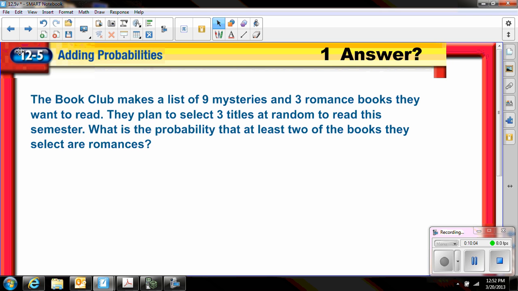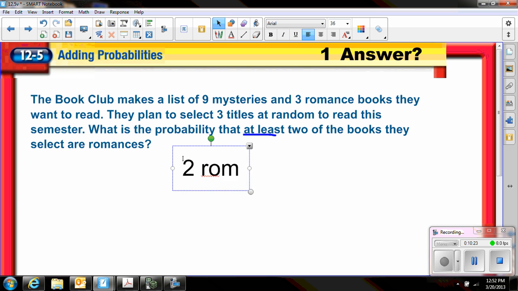The book club makes a list of 9 mysteries and 3 romance books they want to read. They plan to select 3 titles at random to read this semester. What's the probability that at least 2 of the books they select are romances? Now again, the key word, at least. So that means it could be 2, but it could also be 3.